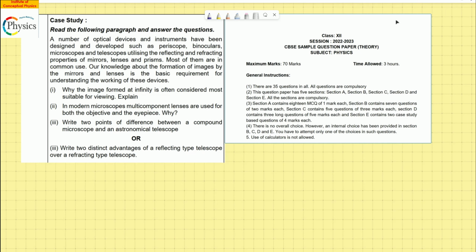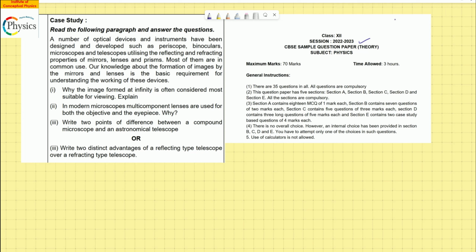Good morning and welcome to this solution and explanation of the case study that I have picked from the CBSE 2022-23 paper. So you can see this is what I am doing. And this is a case study on optical instruments. Very useful case study on microscope. So let's read the question first and try to solve this.